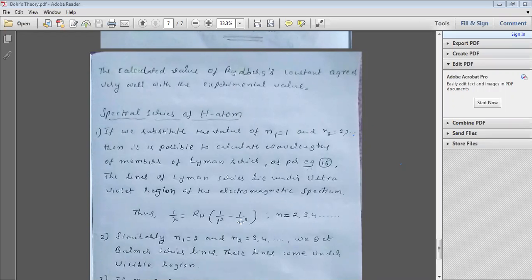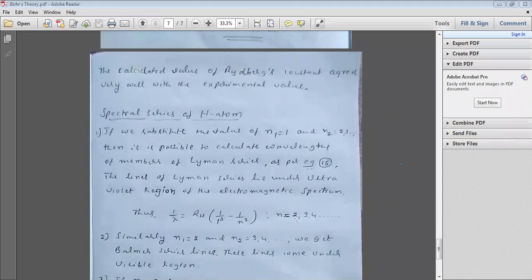Can somebody say what I am going to get if I substitute n is equal to infinity? 1 by infinity square, 1 by infinity is 0, so it goes away. Therefore 1 by lambda is equal to RH into 1, or lambda is equal to 1 by RH. That is the last member of the Lyman series. The last member of the Lyman series is what we call the series limit of the Lyman series.